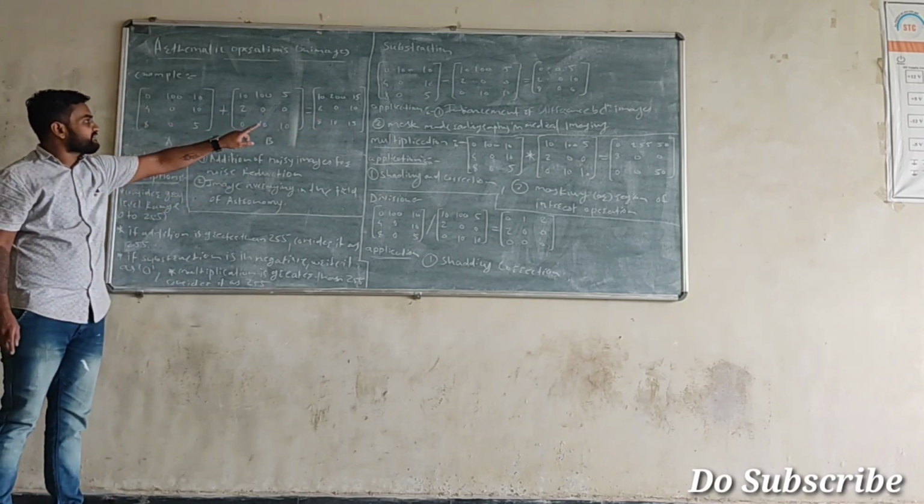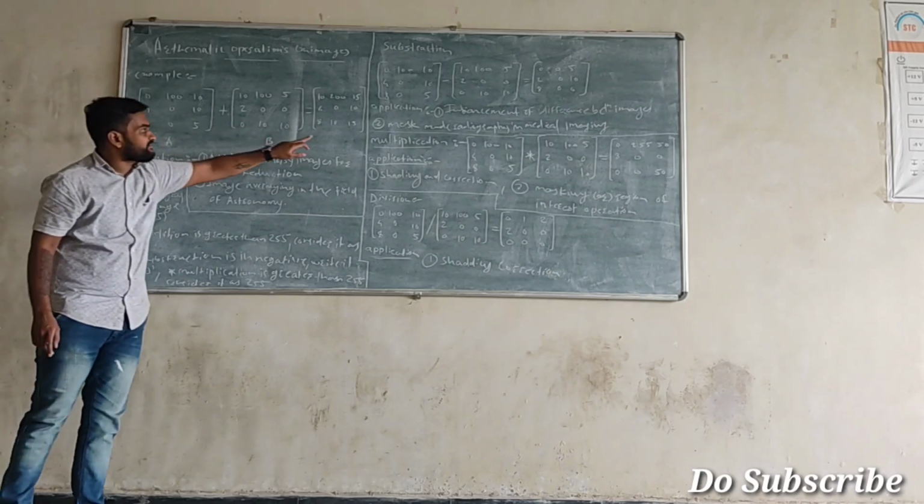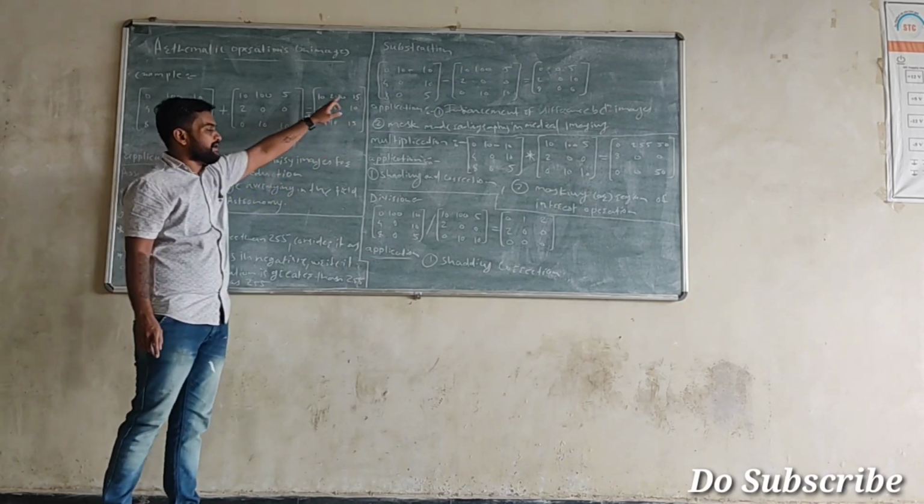8 plus 0 that is 8. 0 plus 10 is 10. And 5 plus 10 is 15. So ultimately the output of the addition is nothing but this matrix.